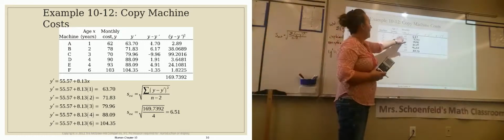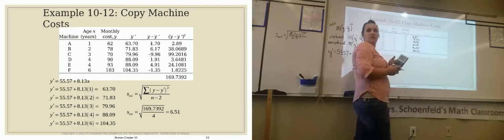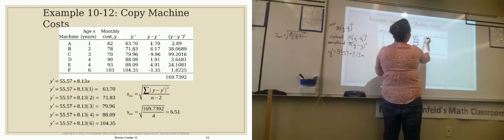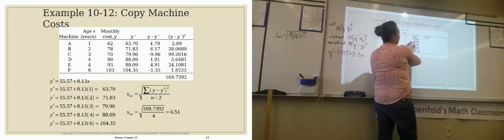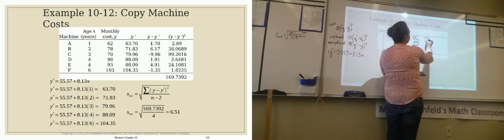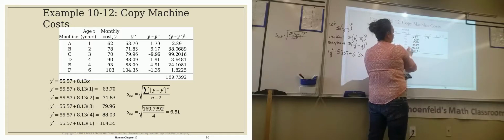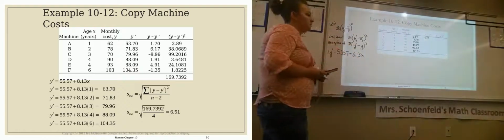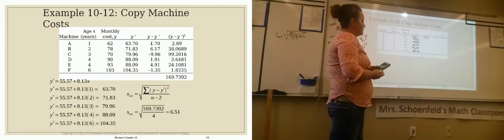So what is y minus y prime? So 62 minus 63.7. Negative 1.7. 78 minus 71.83. Wait, I have to do each of these things. Come on, Math Wiz, let's go. And we're just making a totally another column. Oh, you have to subtract it.